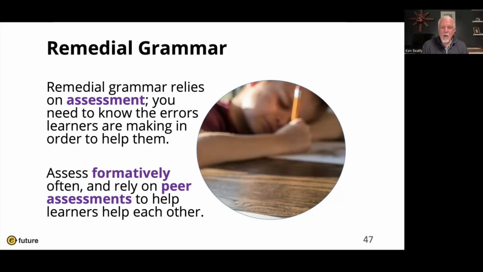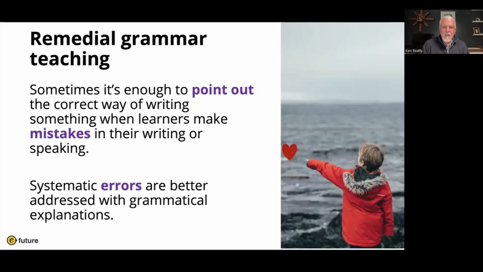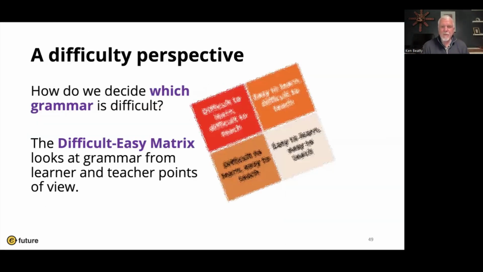So assess formatively often and rely on peer assessments to let learners help each other. So what's a peer assessment? You say, okay, here's a test. I'm giving it to half the students and you ask the questions of the other students. And then they will ask you some questions, right? And then they can assess each other and they will help each other. So with remedial grammar teaching, sometimes it's enough just to point out the correct way of writing something when learners make mistakes in their writing or in their speaking. Systematic errors are better addressed with grammatical explanations. So you can give much more information about that and say, okay, this is the problem. This is what you have to do, right?